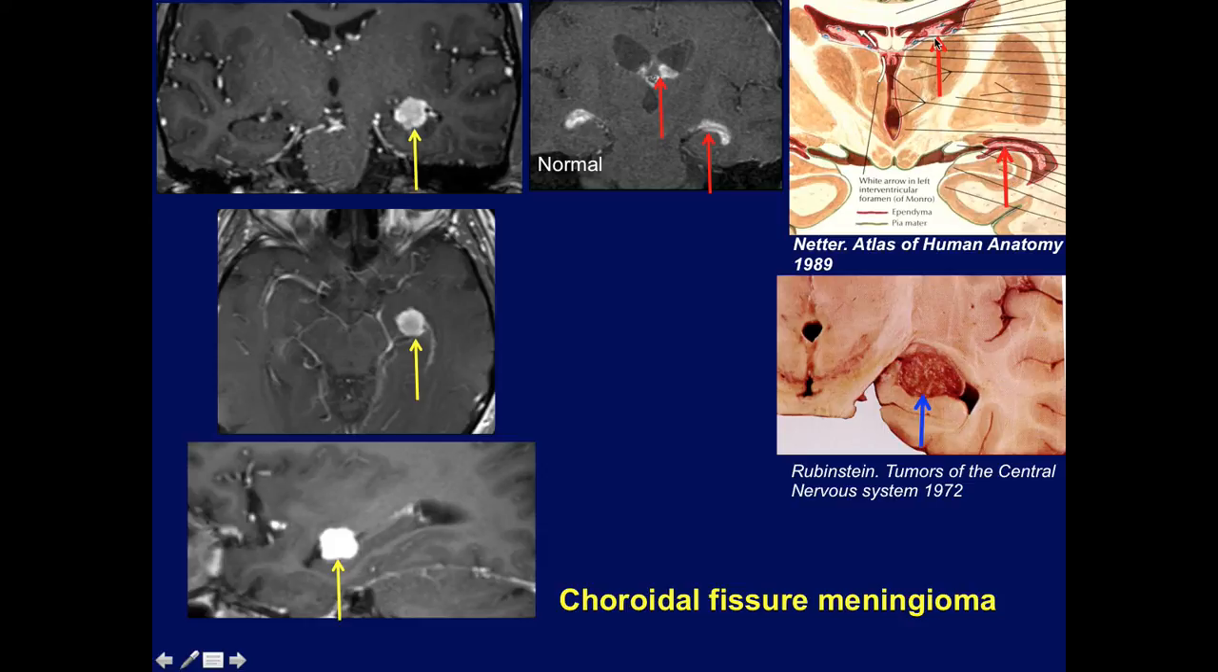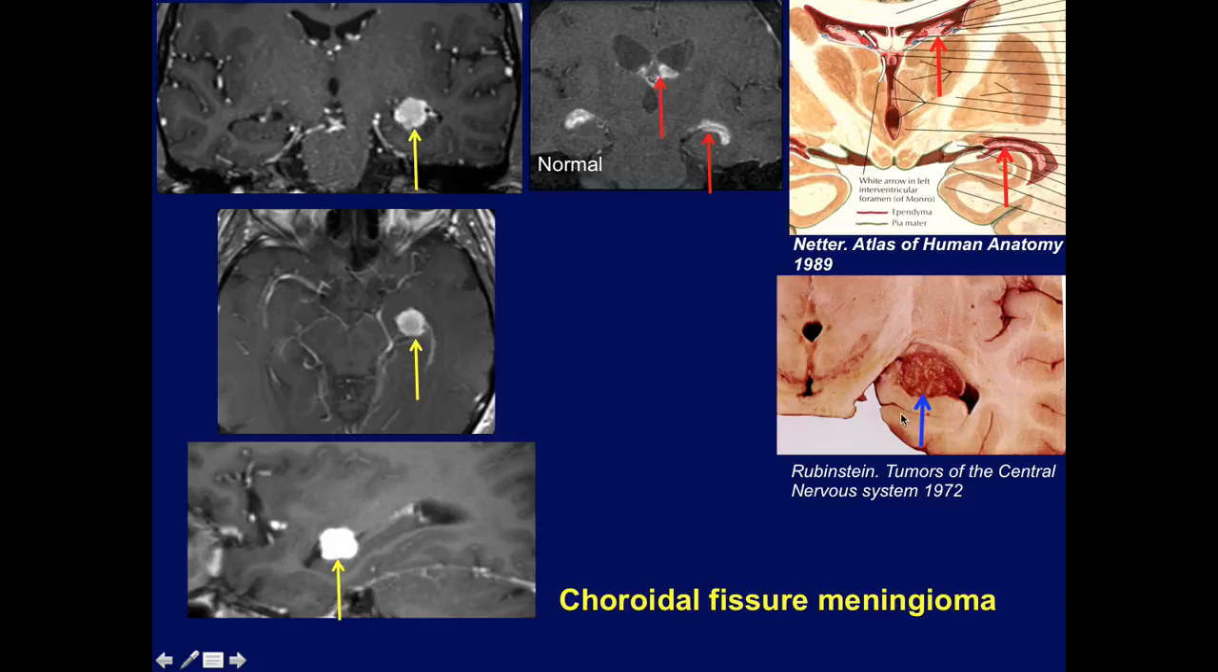the lateral ventricle has choroid. Remember, the choroid goes from the lateral ventricle to the temporal horn. There's no choroid in the occipital horn or the frontal horns. And here's the hippocampus, and above the hippocampus there's a choroidal fissure with choroid plexus, and here on the normal we can see the enhancement of the choroid.